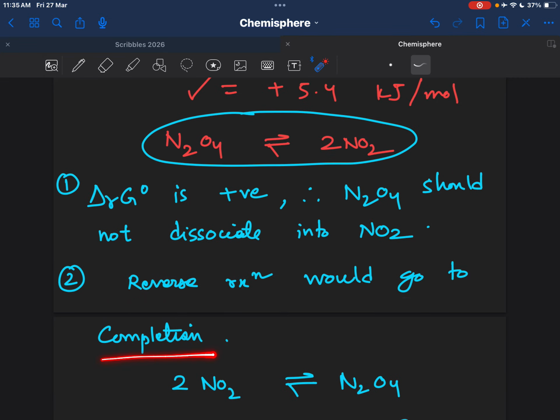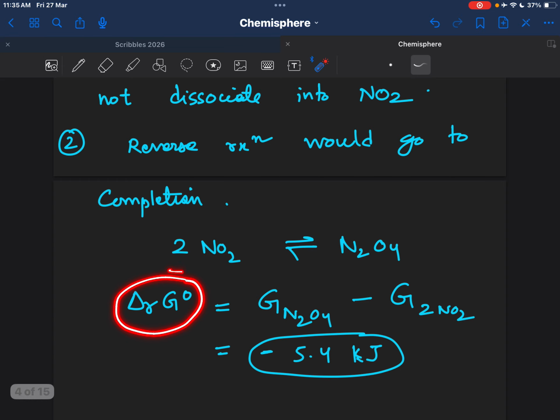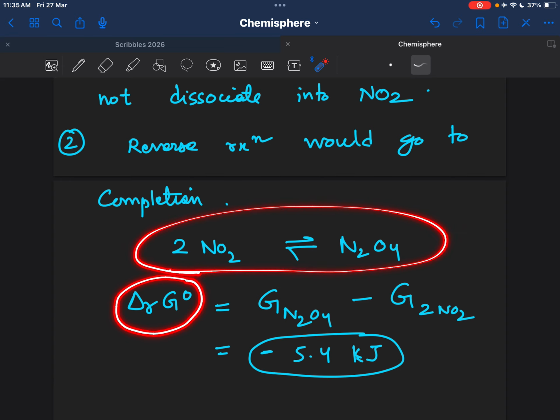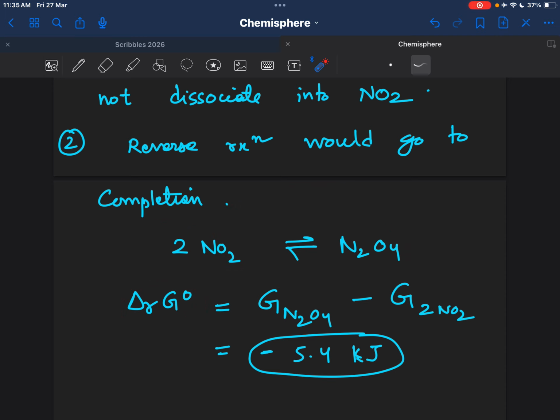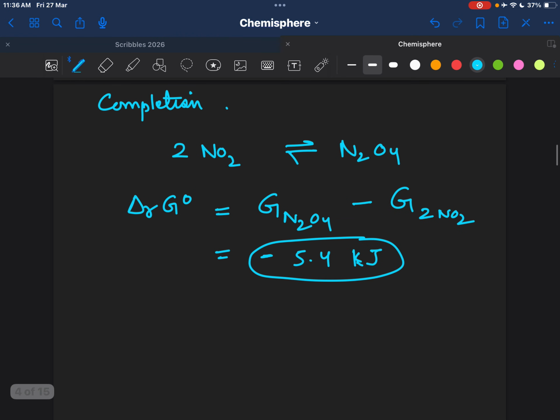Same thing applies here. The reverse reaction would go to completion, so we calculated the delta R G naught for this reverse reaction. Again, when we calculate delta R G naught, we assume that the reactant has become product. That's not the case in reversible reactions. In reversible reactions, the reactant becomes an equilibrium mixture. So therefore these values are misleading, just because this is calculated assuming that this converts completely into this. Therefore both these statements are not correct.